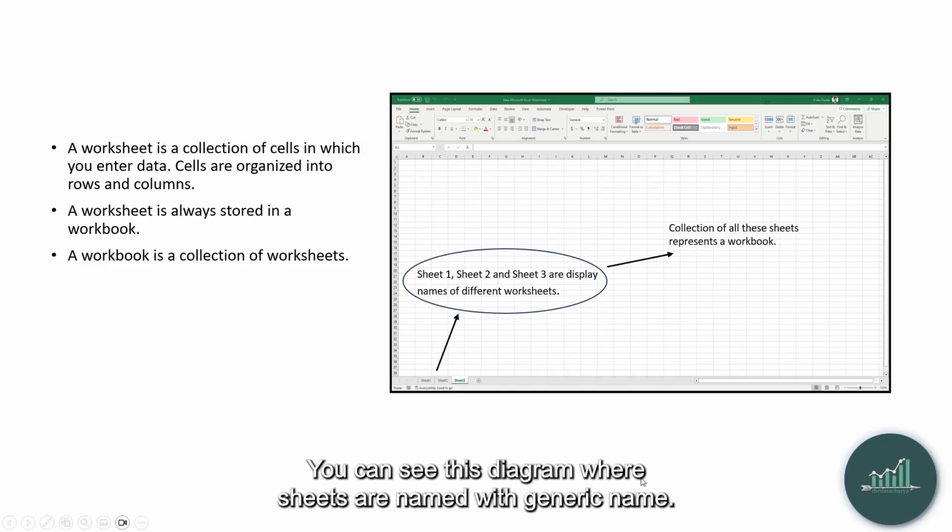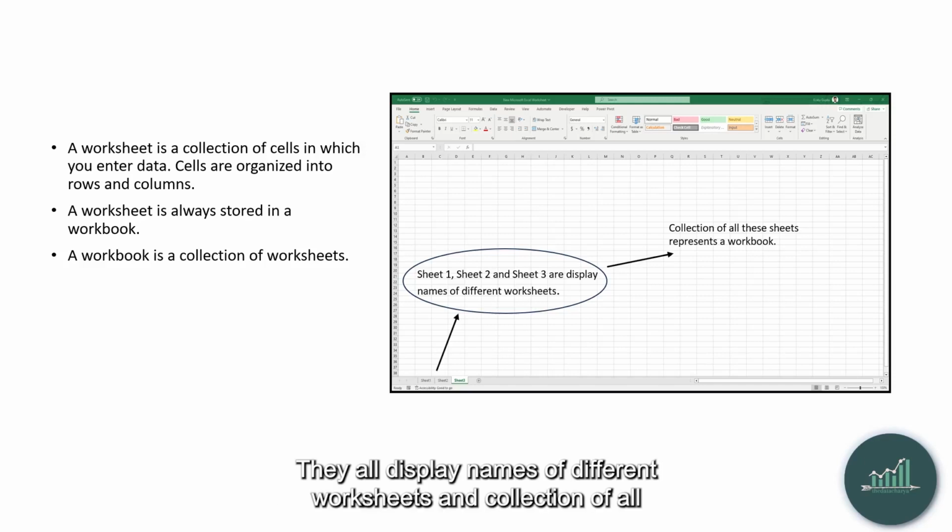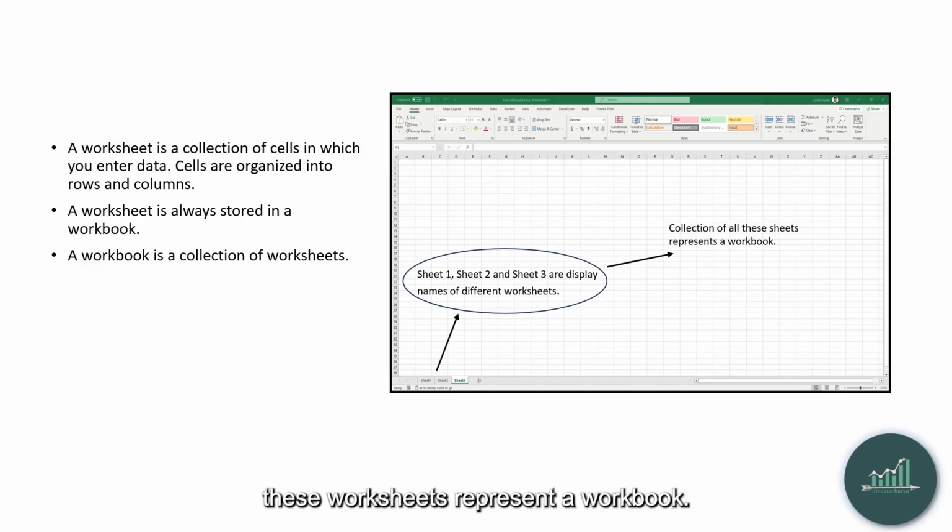You can see this diagram where sheets are named with their generic name, that is sheet 1, sheet 2, and sheet 3. They all display names of different worksheets, and the collection of all these worksheets represents a workbook.